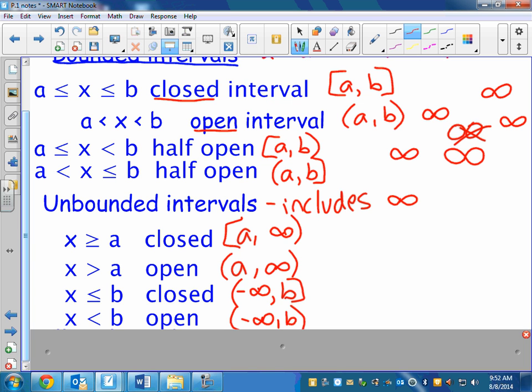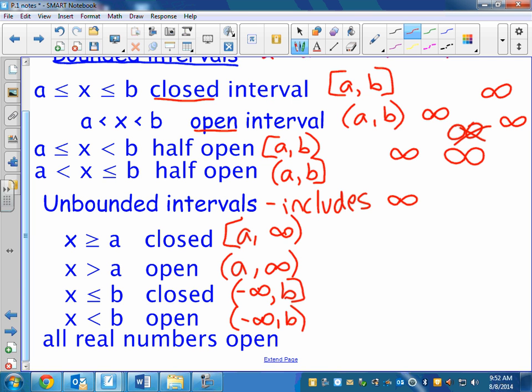And last one, I know if you remember this, you remember this one. All real numbers, that means if the domain is everything, then how do we write that? Negative infinity to infinity, parentheses.